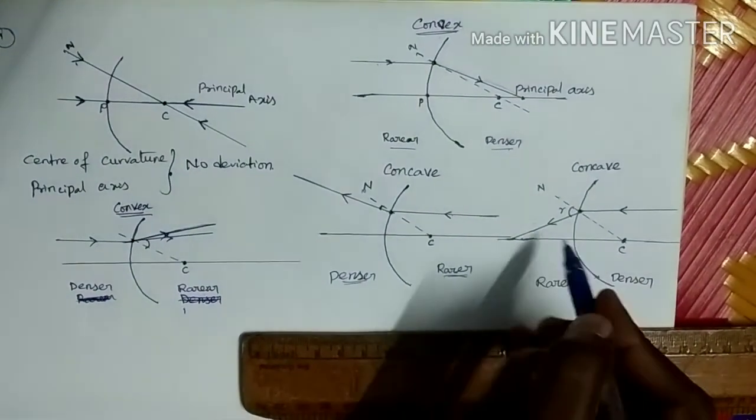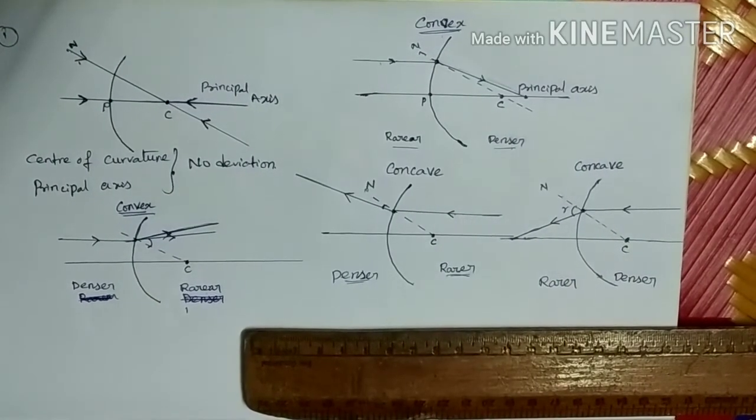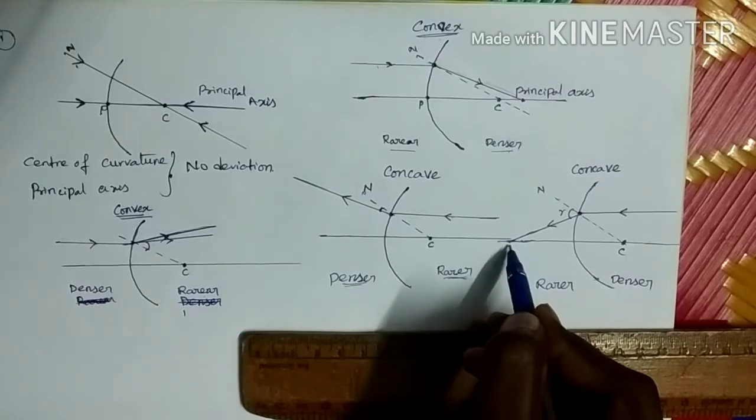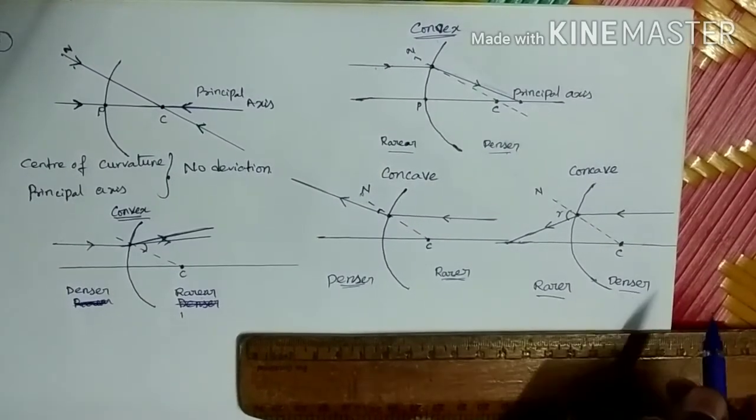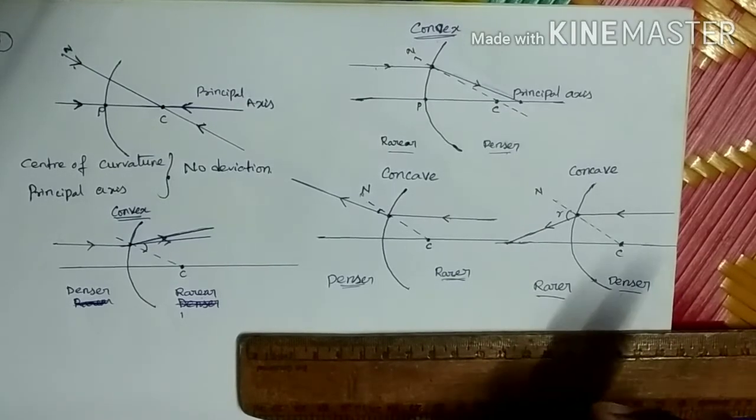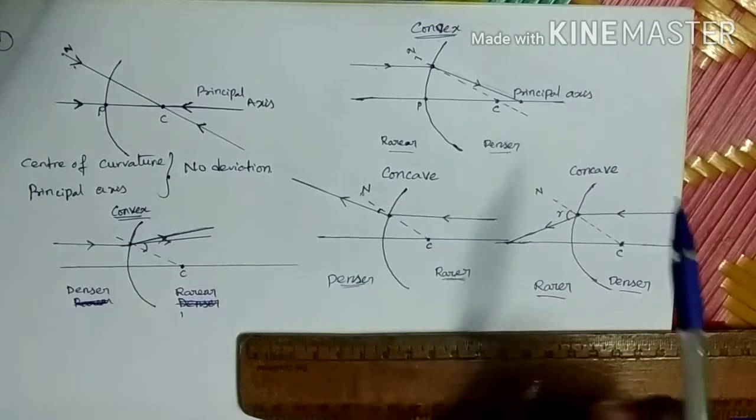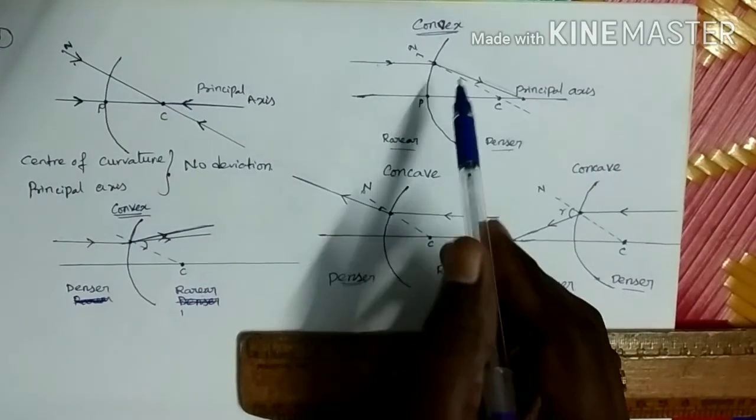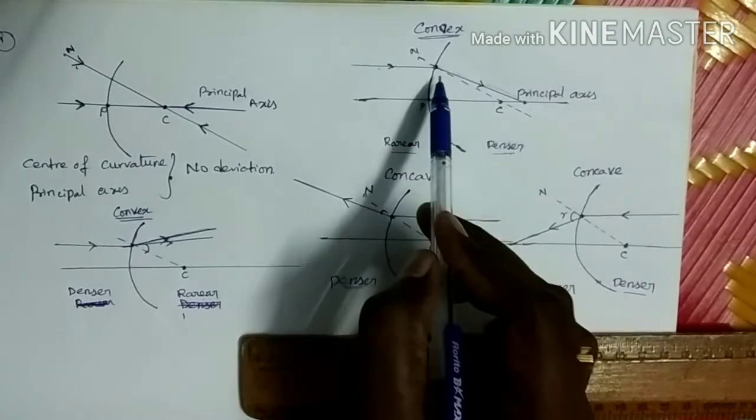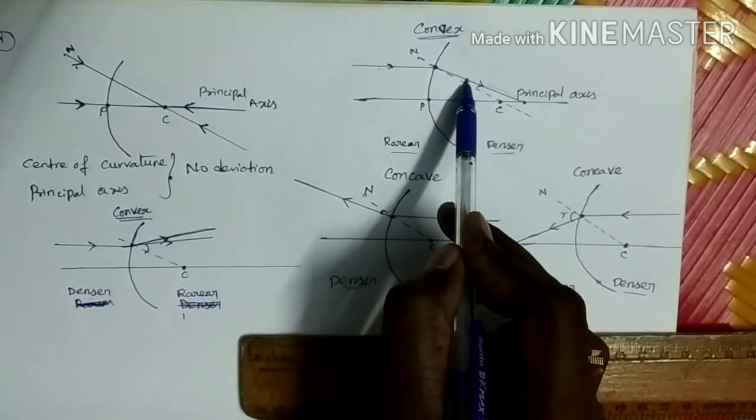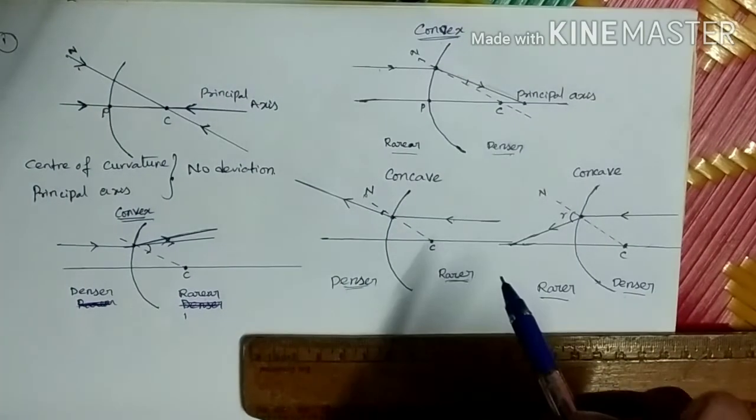But what happens here? The refracted ray touches the principal axis at one point. Here we have to remember two points, the difference between the convex and the concave curved surface. In the convex curved surface, when light travels from a rarer medium to a denser medium, the refracted ray is closest to the normal and the refracted ray touches the principal axis.